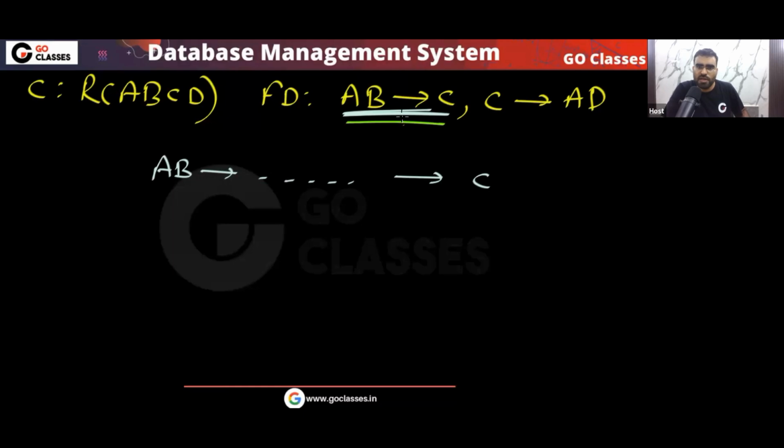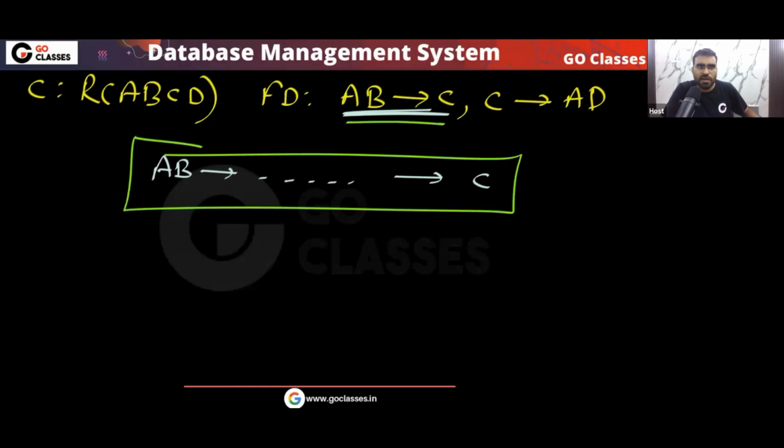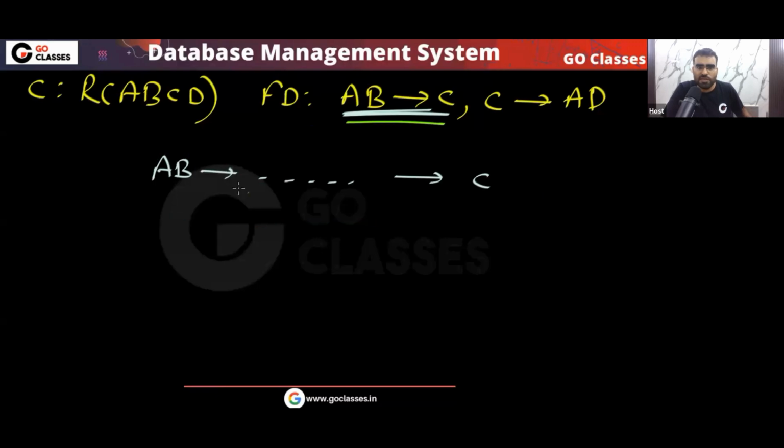Are you getting my point? So AB determines C, and this will happen directly, basically without transitivity. You cannot put anything here. AB determining C is the only situation. If you want to preserve this FD, then you must have ABC together in the same table. Are you getting my point?